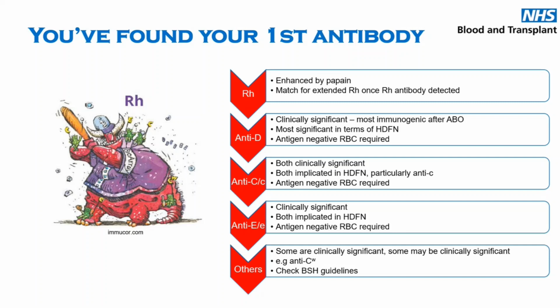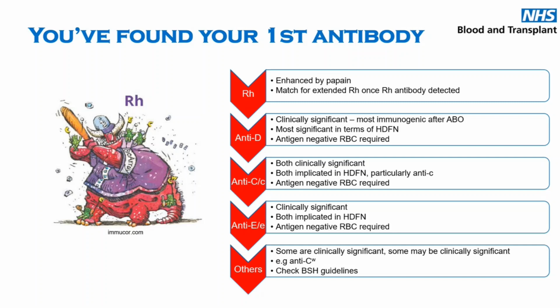Your big C and little c are, again, clinically significant antibodies, and both can cause HDFN, particularly anti-little c, and unlike anti-D, there isn't an anti-little c prophylaxis. That would be very useful if someone did make that. Then it's the same with your big E and your little e, so you do need to give antigen-negative blood. And there are lots of other RH antibodies. I can't remember off the top of my head how many there are, but some of them may be clinically significant.